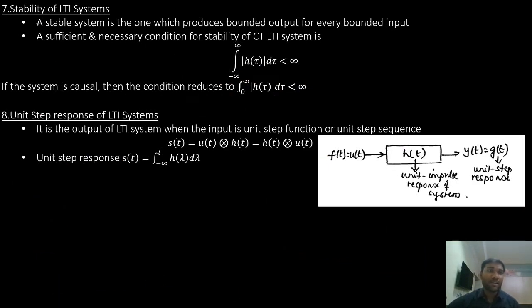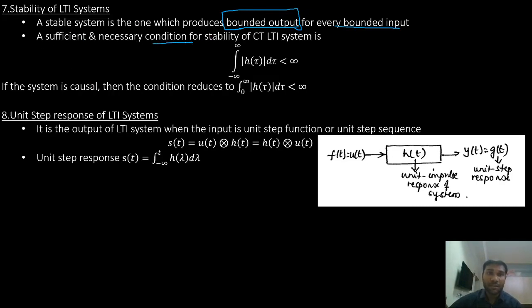Then we'll move on to stability of LTI system. A system is said to be stable if it produces bounded output for every bounded input. If my input is bounded, that is, if my input does not go to infinity anywhere, it has a finite value, then my system also should produce a bounded output. If it does not produce a bounded output for a bounded input, then it is unstable. If it produces a bounded output for every bounded input, then it is stable.